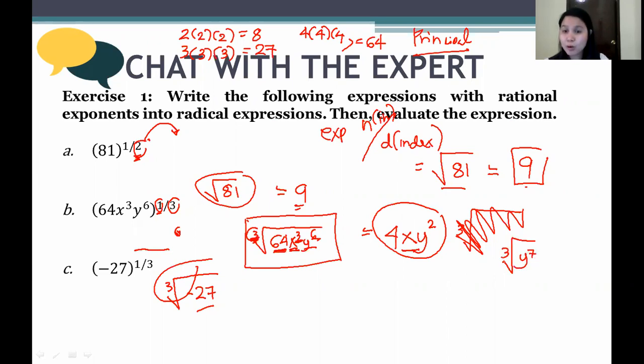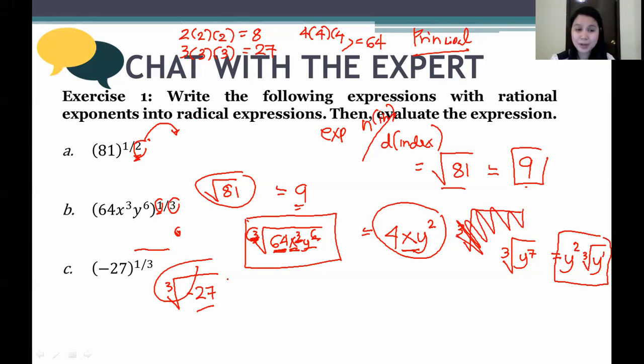Let's find the cube root of y to the 7th. How do we simplify it? Okay, 7 divided by 3. The answer is 2, remainder 1. So we place 2 outside, y squared. But there's a remainder of 1, right? What will happen to the remainder of 1? It will be left inside, remainder of 1. So the answer will be y squared cube root of y.